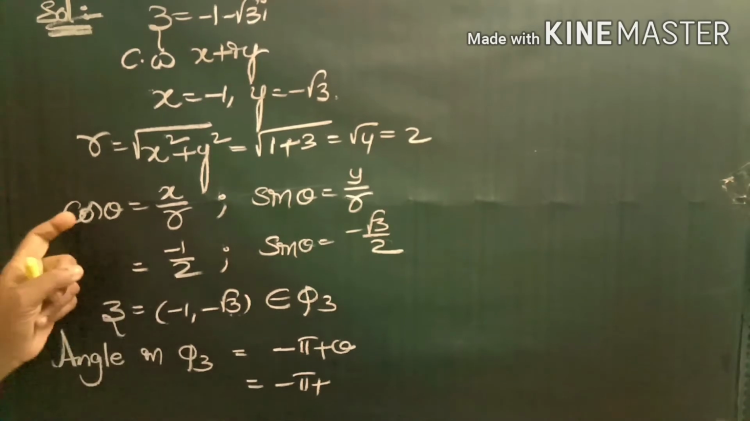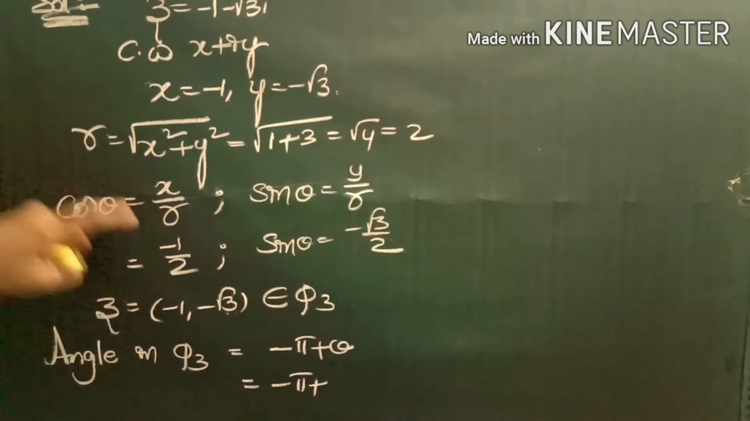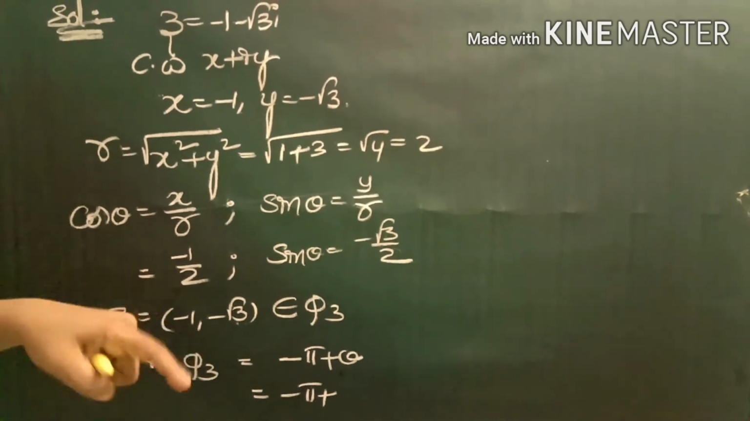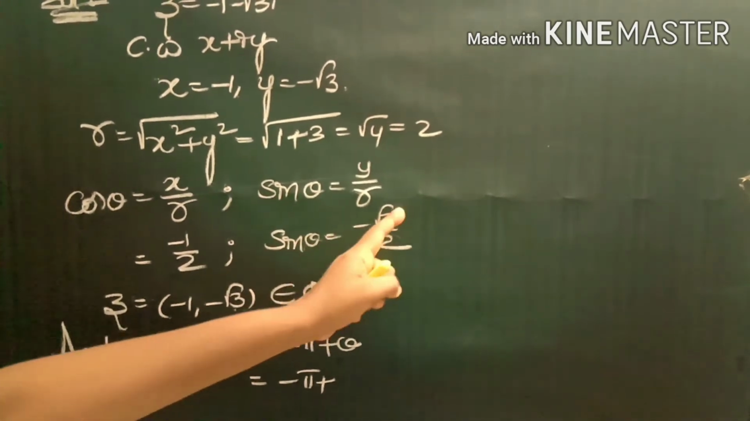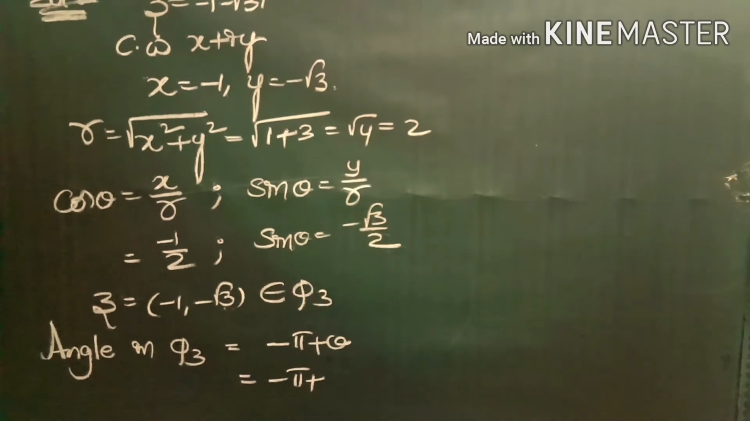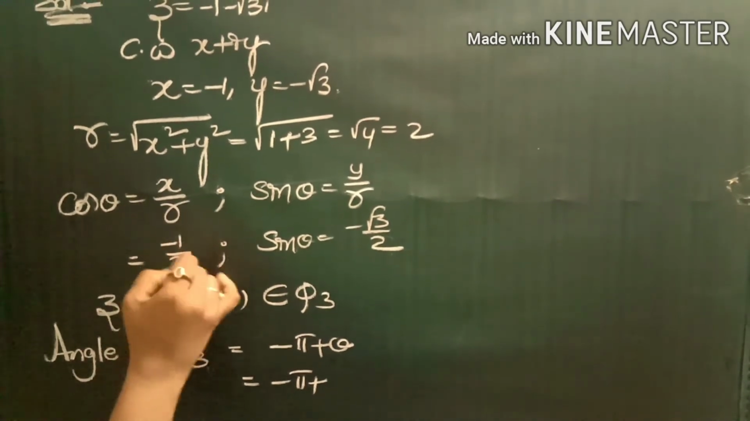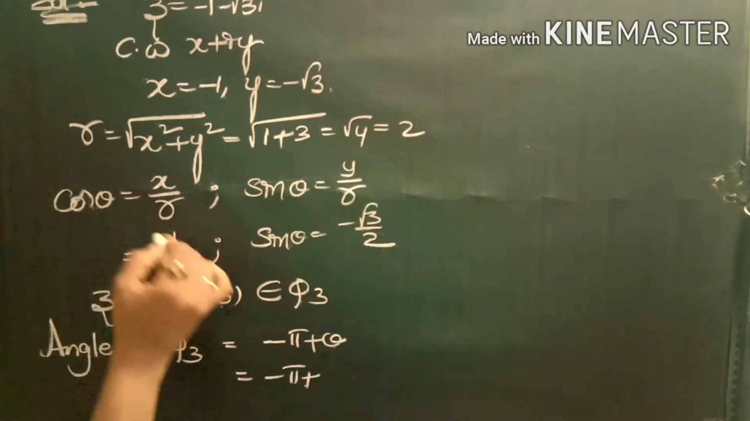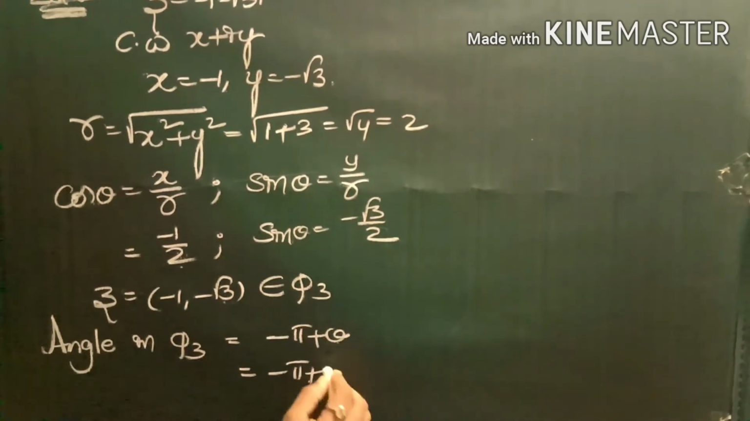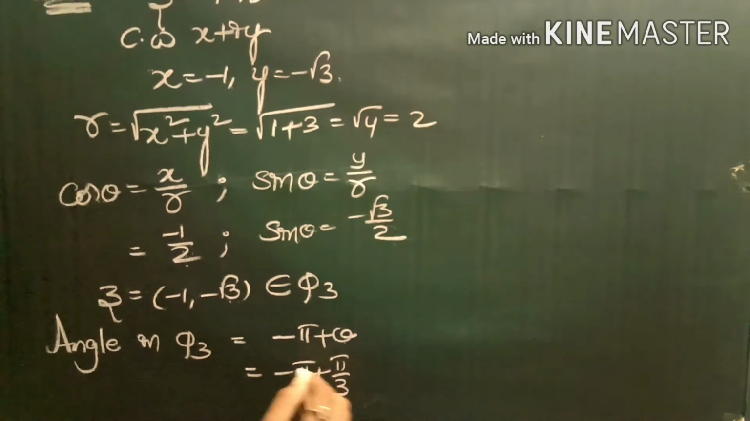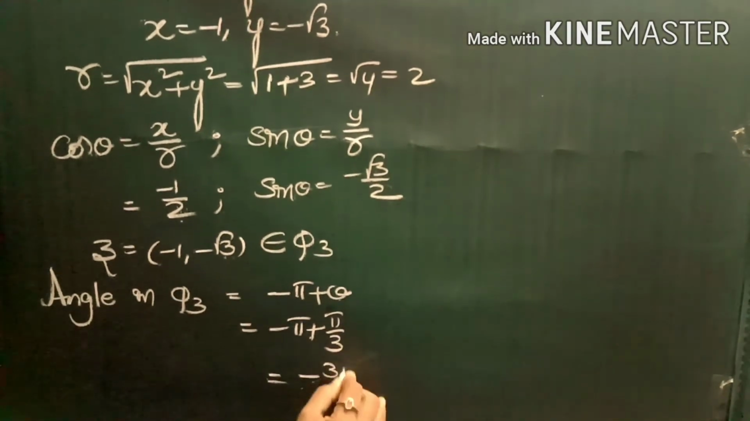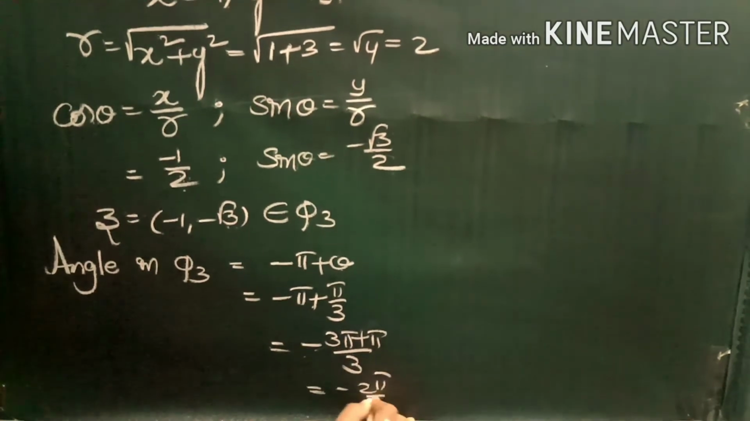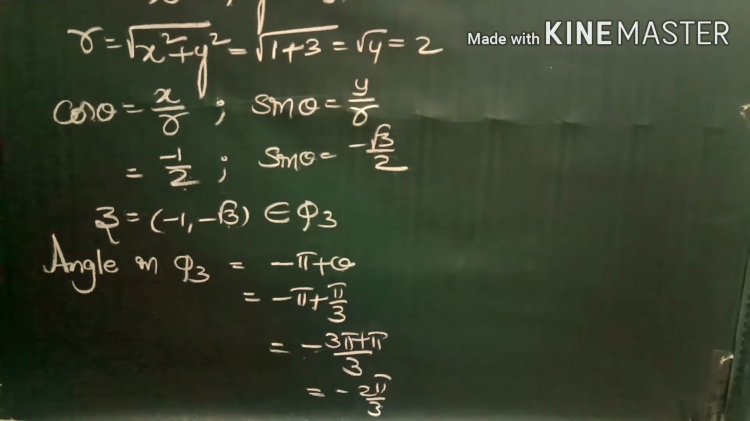What is theta? We take the theta value from this equation. Cos theta is equal to 1 by 2, which means theta is equal to 60 degrees. Or sin theta is equal to root 3 by 2, that is theta is equal to 60 degrees. We are taking the magnitude value only, not the sign. So minus pi plus theta, where theta is 60 degrees, that is pi by 3. Now this is minus pi plus pi by 3, which is equal to minus 2 pi by 3. So the angle is minus 2 pi by 3.